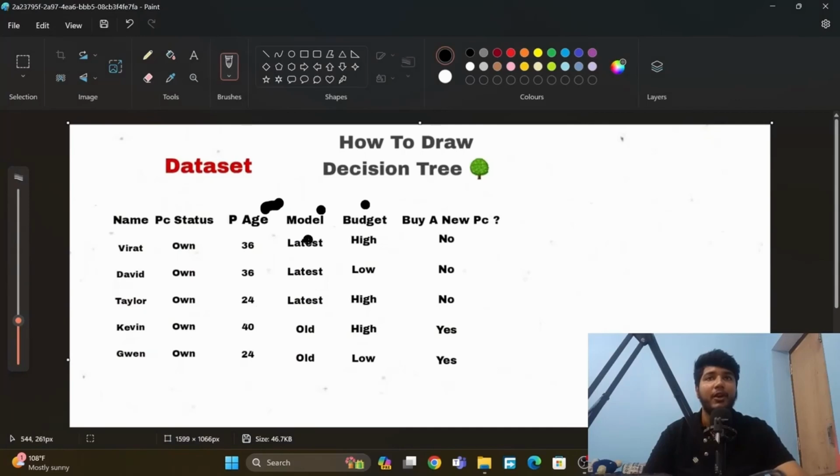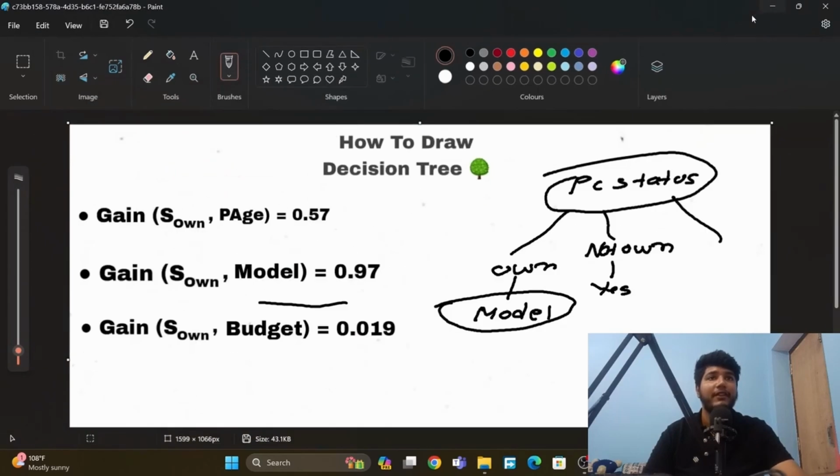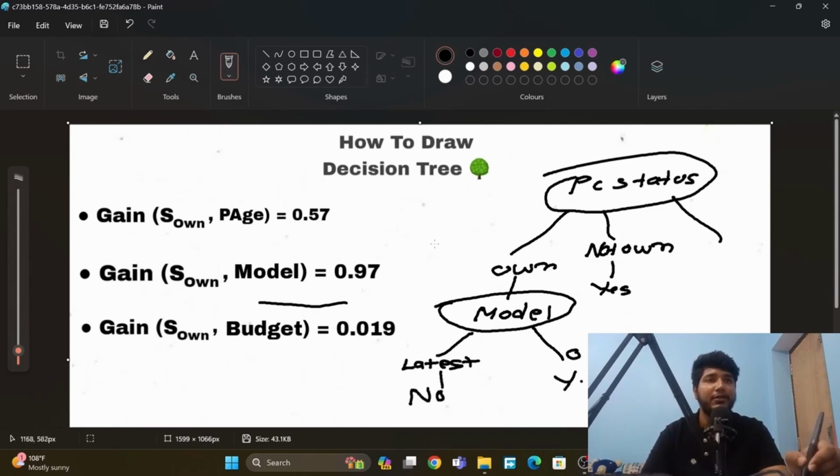So in model, there are latest and old. If latest is there, the decision is no, and if old is there, the decision is yes. We can directly come to a conclusion. If the model is latest, he should not buy the PC. If the model is old, yes, he should buy the PC.